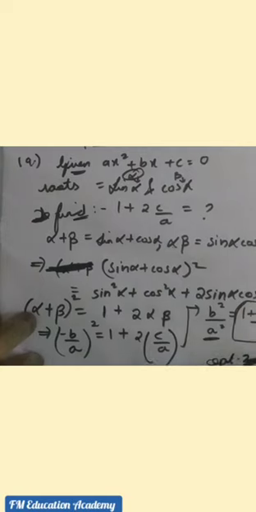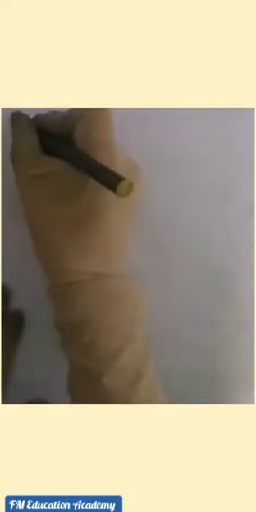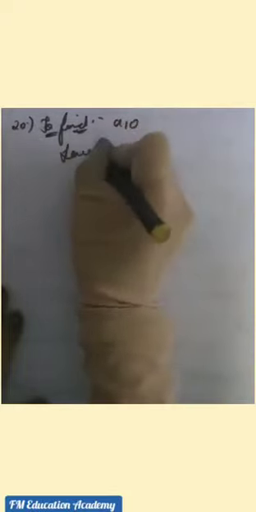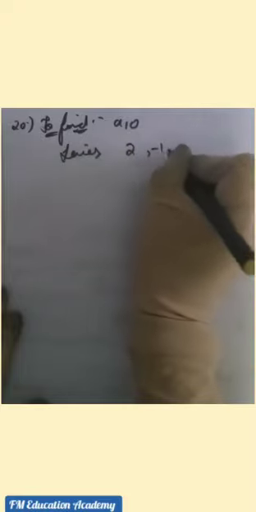Moving on to 20th question. What is the 10th term of the arithmetic progression 2, minus 1, minus 4 that it is asking? That is Tn we have to find out, or T10, or A10. That is how you denote the 10th term. And the series is given to us as 2, minus 1, minus 4 and so on. To find A10, the 10th term, the series is given as 2, minus 1, minus 4.